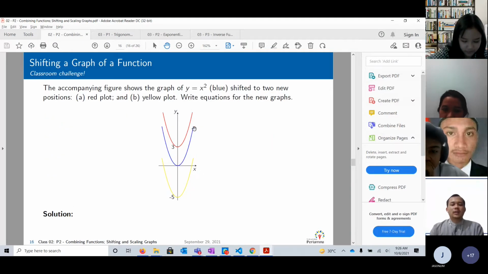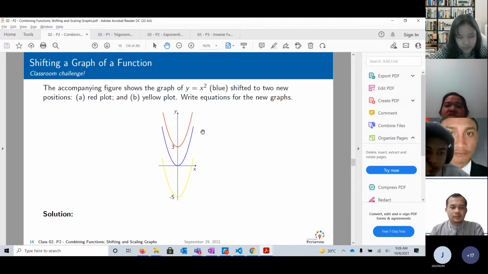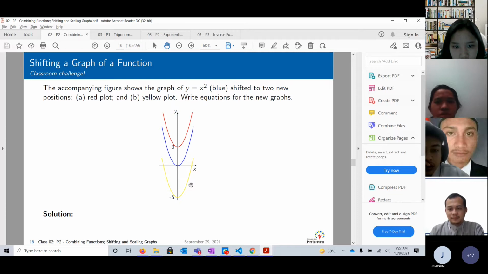Now, what is the equation of the red graph? So the blue graph is y equals x squared. Now, what is the red graph? y equals x squared plus 3. Yes, correct. And what is the equation for the yellow graph? y equals x squared minus 5. Yeah. This one is still easy enough, right?